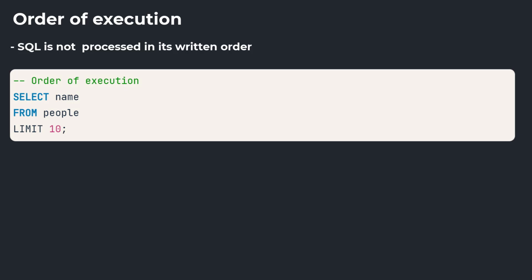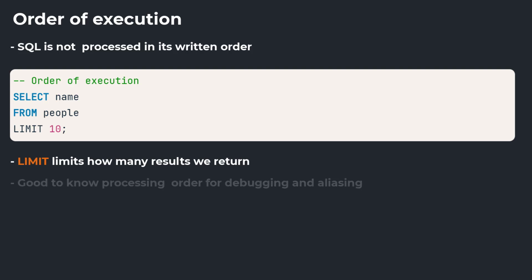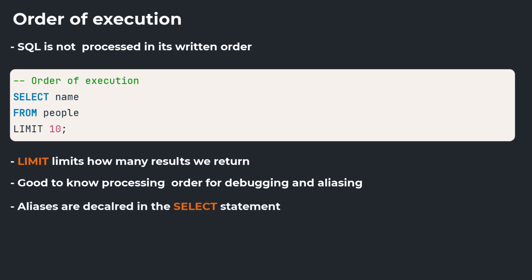Here we use the limit keyword that limits the results to a specified number of records. In this case, we only want to return the first 10 names from the people table. Knowing processing order is especially useful when debugging and aliasing fields and tables. Suppose we need to refer to an alias later on in our code. In that case, that alias will only make sense to a processor when its declaration in the select statement is processed before the alias reference is made elsewhere in the query.